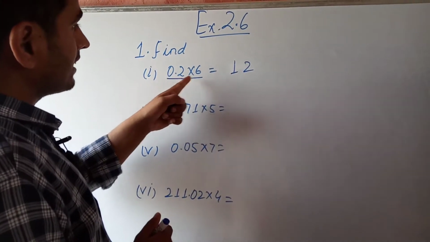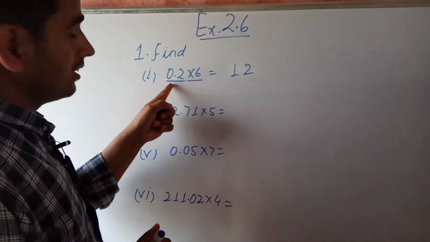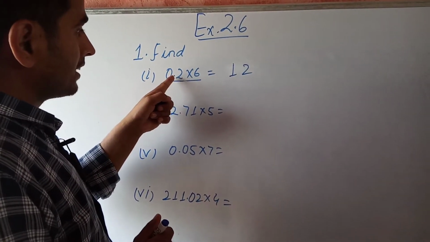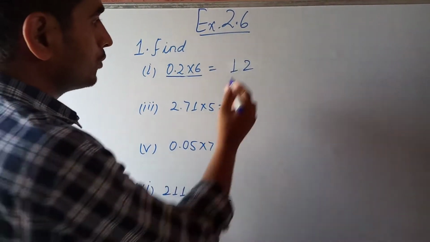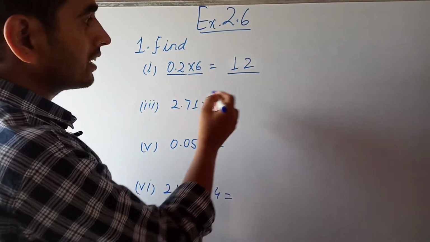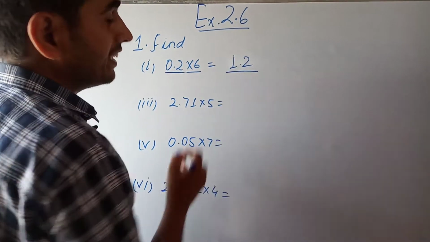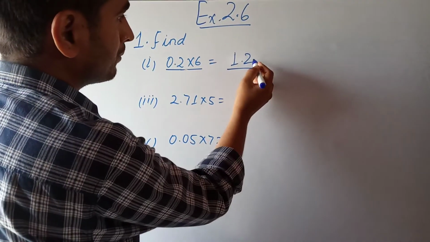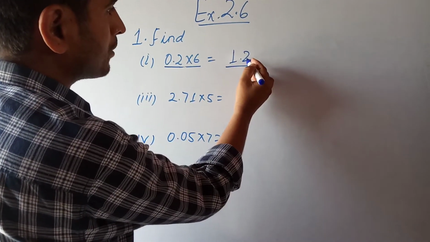Now here we see that in the multiplication, after decimal there is one digit. So we will put the decimal in the product after one digit. From the right we will put the decimal after one digit.